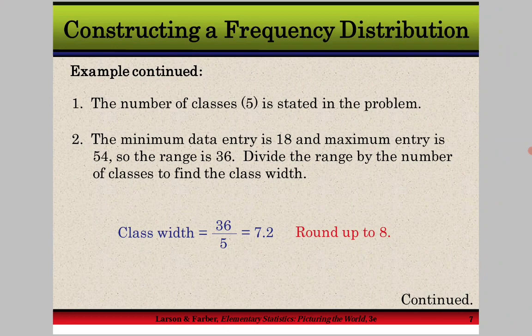So class width is range divided by number of classes. Range is maximum value minus minimum value, that is 54 minus 18, which is 36, divided by the number of classes, 5. So 36 by 5 is 7.2. Rounding this value up gives 8.